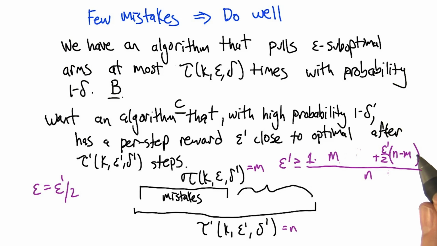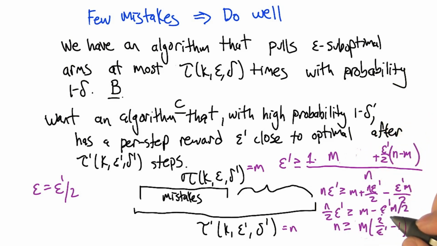Yeah, you multiply both sides by n, you do some algebra. Okay, so the algebra got us to this point where we say that n, the number of steps that we need to run before we have near optimal reward per step, is at least m, the number of mistakes that algorithm B is going to make, times 2 over epsilon prime minus 1. So if you think of epsilon prime as being some teeny tiny number, 2 over epsilon prime is going to be some fairly big number. We have to run that minus 1, but it's still polynomial.